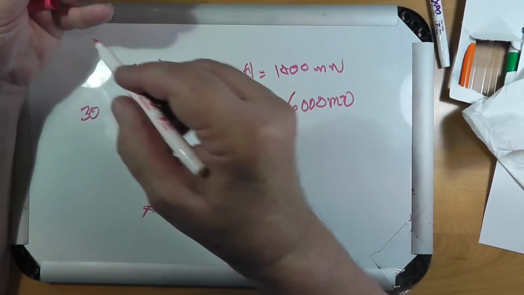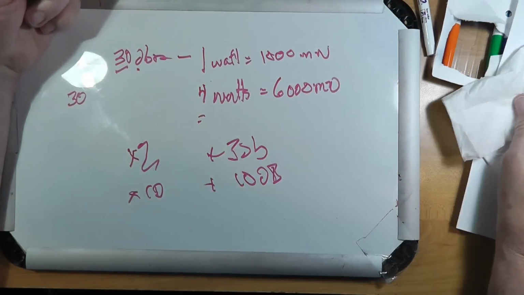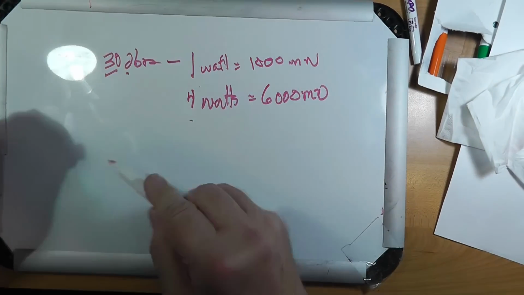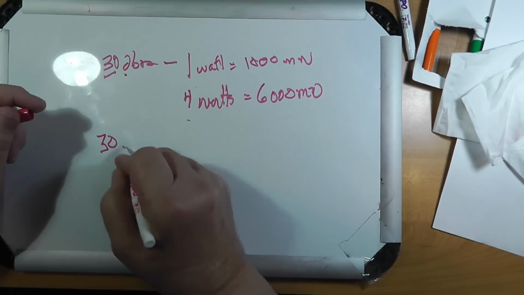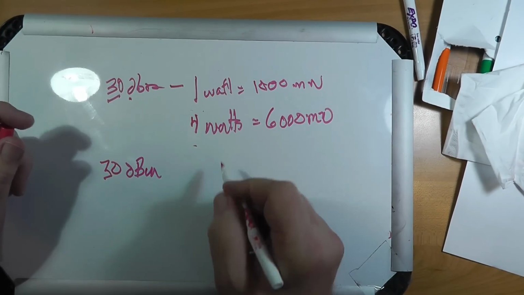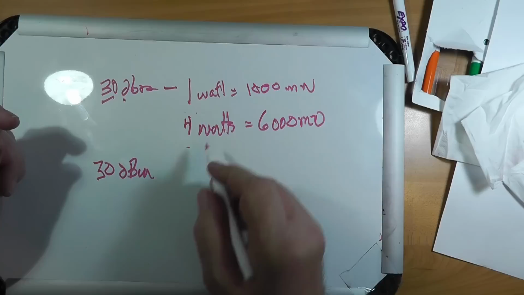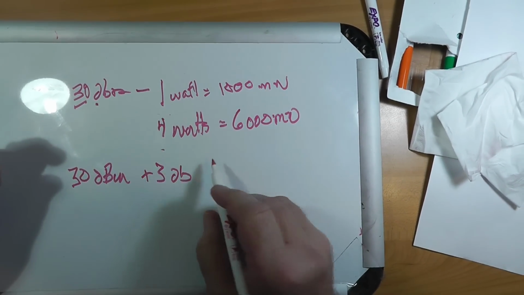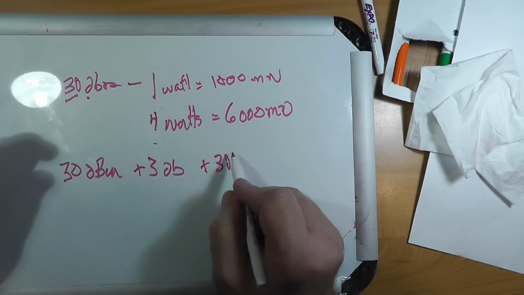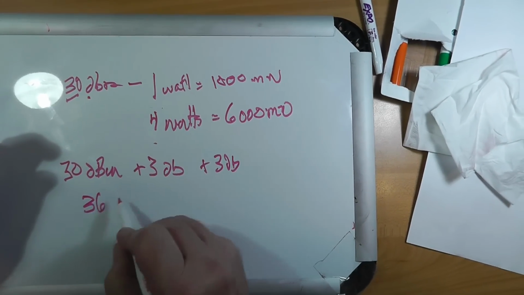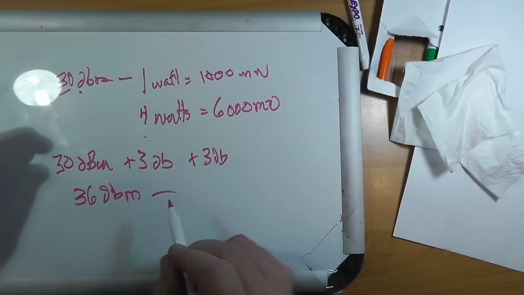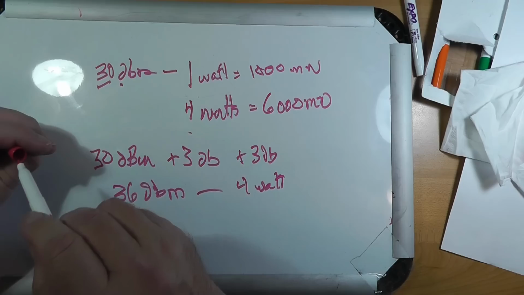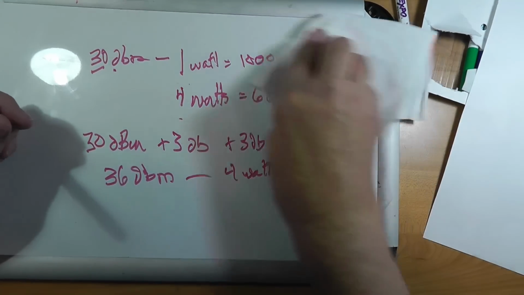So we're going to take this 1 watt that is 30 dBm, and we're going to double it to 2 watts, so we add 3 dB. We're going to double it again to 4 watts, and we add another 3 dB, and you get 36 dBm is the power output of your 4 watt transceiver.